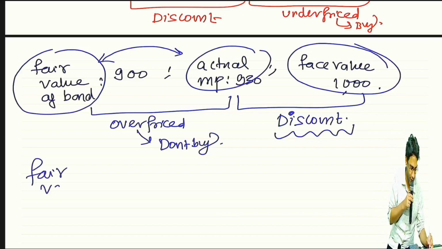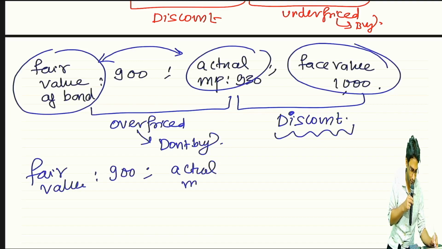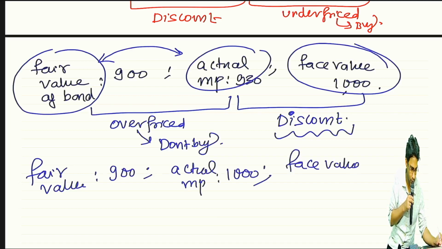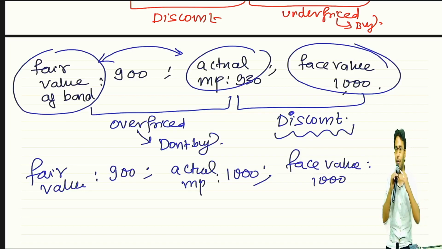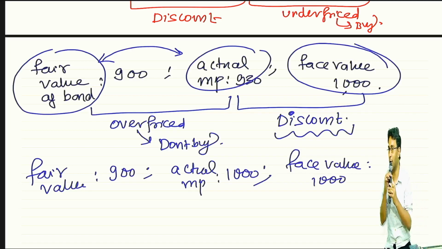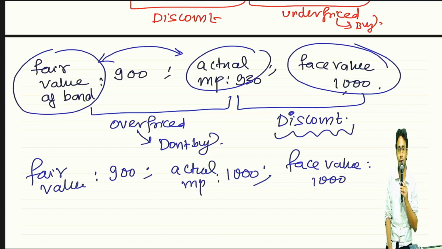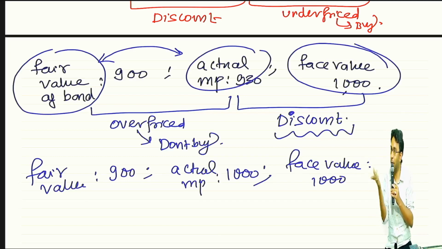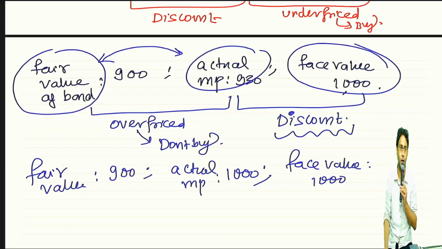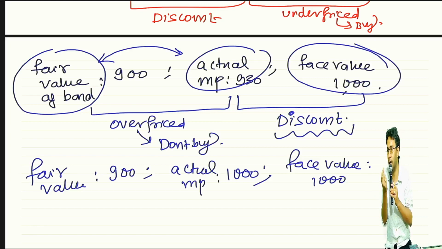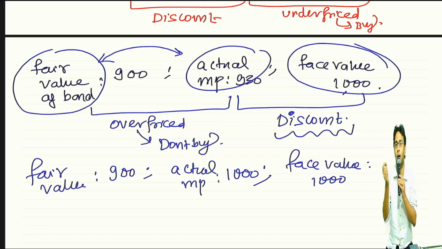Fair value 900. Actual market price 1000. Face value 1000. Bond nicely available at par value. But it is overpriced. Why overpriced? Fair value is 900. It's worth 900, but it is trading at 1000. Overpriced. You may be at par, you may be at premium, you may be at discount, but that doesn't mean that I will buy you. Whether I will buy you or not is a decision made by comparing fair value and the actual market price.